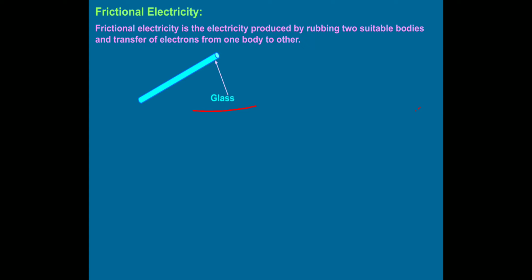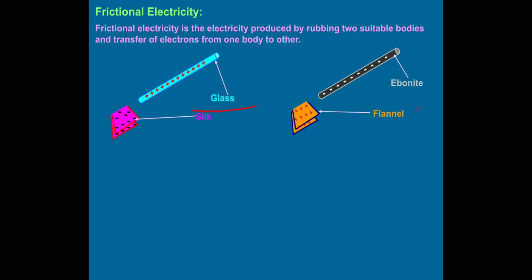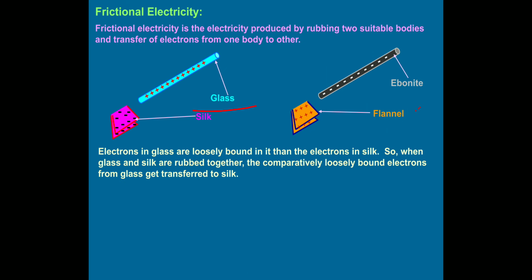Now, for example, if we take a glass rod and rub it with a silk cloth, then silk will acquire negative charge and glass will acquire positive charge. Another example, if we take an ebonite rod, rub it with flannel, then flannel will become positive charge and an ebonite rod becomes negative.